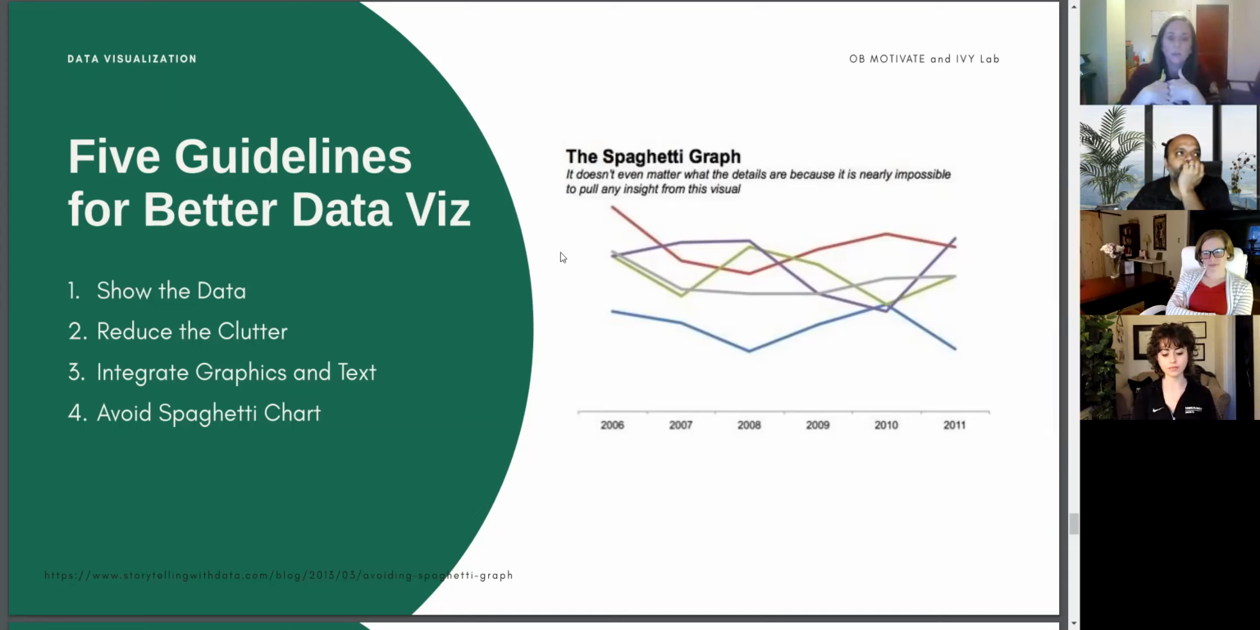So that's where you can often shut your audience down from paying attention to your slides if it's presented in a kind of mess like this spaghetti chart. But we can fix it.